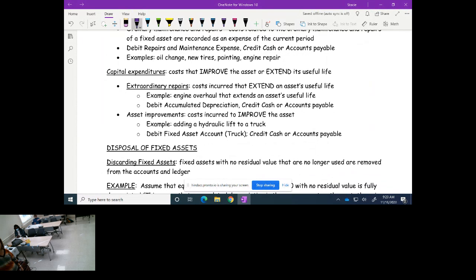All right. So costs that improve the asset or maybe extend its life. So an engine rebuild, that's going to extend its life. Otherwise, it's not useful anymore. It's just going to sit there.